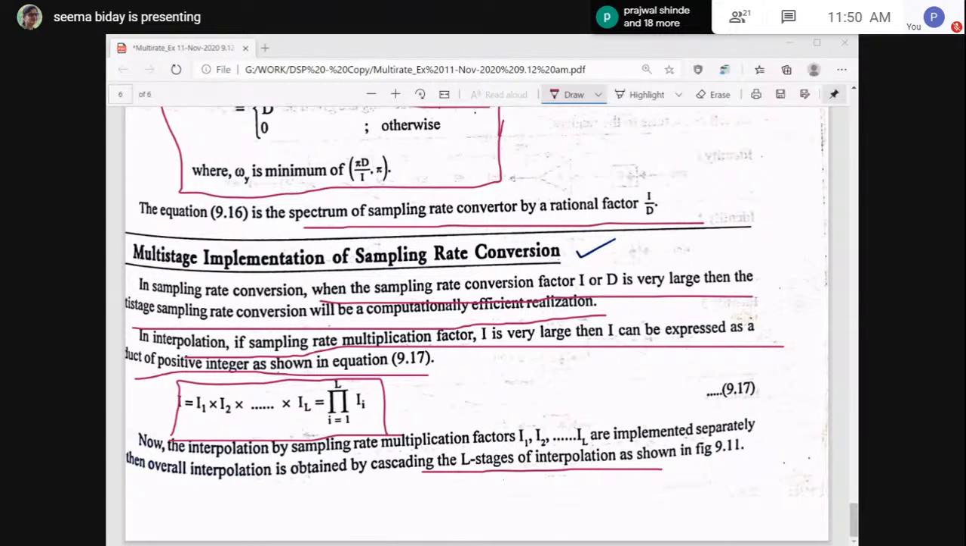Yes? Not a single question you answered. Okay, Sandhya. Perform, okay. Second question: perform interpolation, okay. Filter the output by a low pass filter. Right. Okay, the first question is remaining.